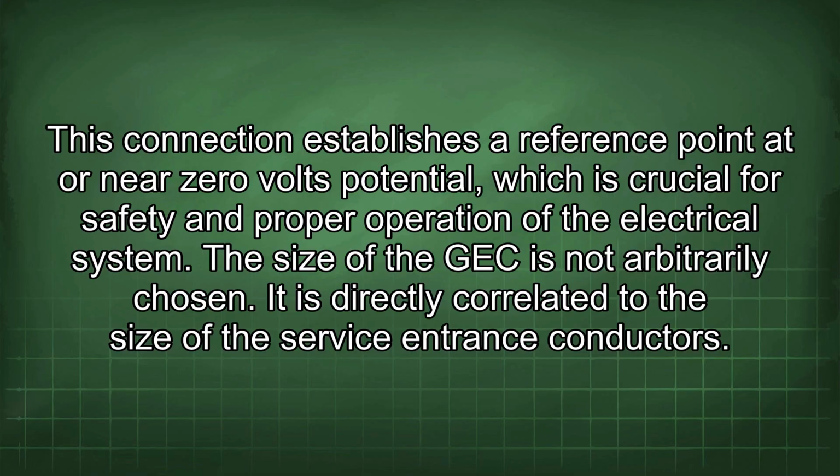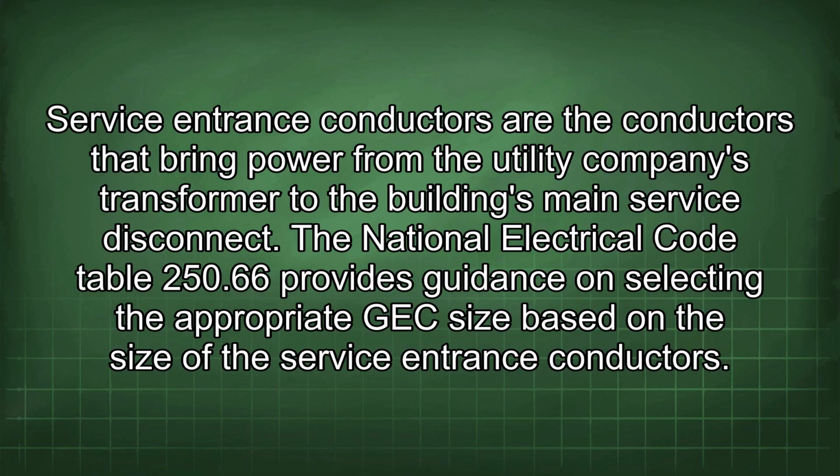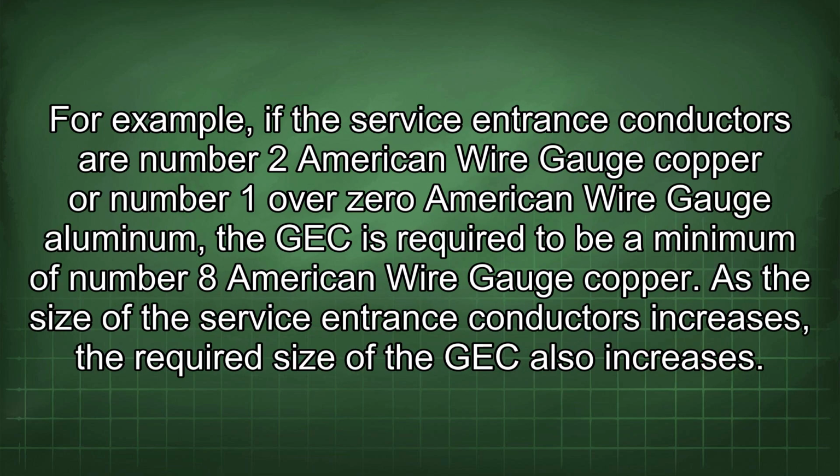The size of the GEC is not arbitrarily chosen. It is directly correlated to the size of the service entrance conductors. Service entrance conductors are the conductors that bring power from the utility company's transformer to the building's main service disconnect. The National Electrical Code Table 250.66 provides guidance on selecting the appropriate GEC size based on the size of the service entrance conductors. For example, if the service entrance conductors are number 2 American wire gauge copper or number 1/0 American wire gauge aluminum, the GEC is required to be a minimum of number 8 American wire gauge copper.